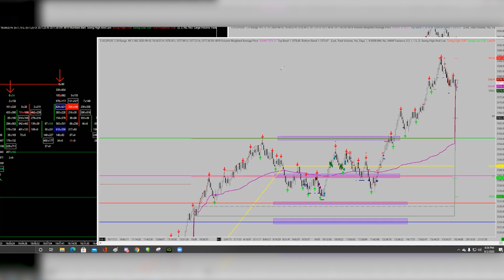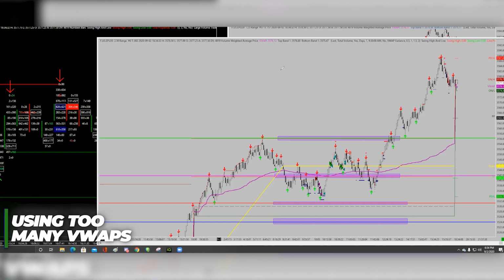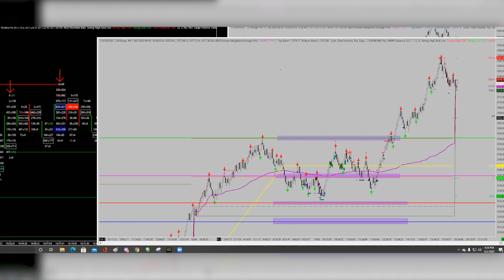So mistake number 1 that I've seen multiple times: using too many VWAPs. A lot of traders out there use multiple VWAPs. They think it's like moving averages. Let me throw a 9, let me throw a 10, let me throw a 30, whatever it is, right? It's the same thing when it comes to VWAPs. Too many things on a chart and too many indicators can make it cluttered and can take away from the actual use and the purpose of this tool.